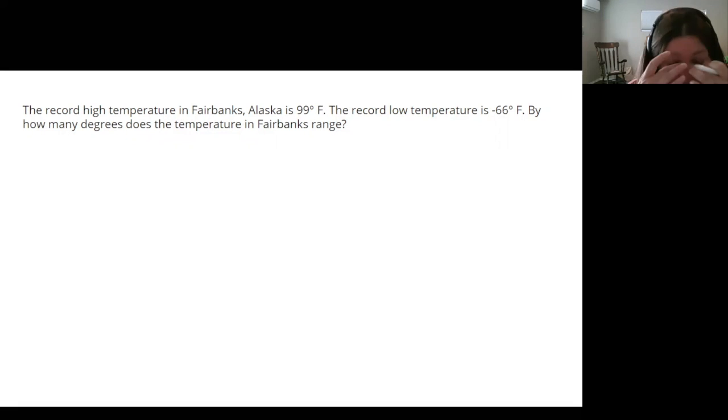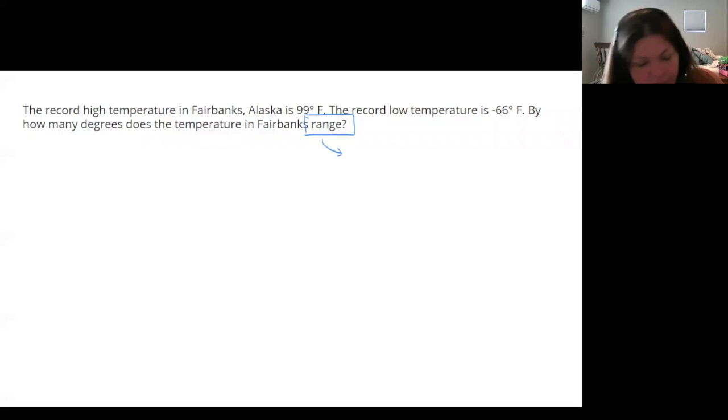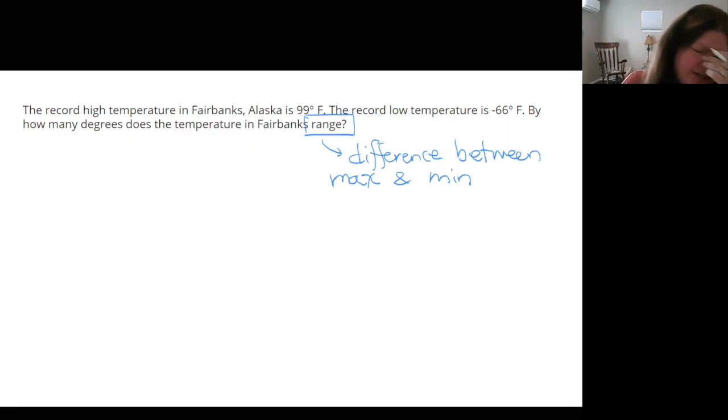Okay, what are they asking me to do or to find? The change of temperature, by how many degrees? Lovely. Amy knows what range means. Range means the difference or change in temperature. The difference between the max and min, the high and low temperatures. Range is just generally the difference between the maximum and minimum items in a data set, but that's all they told us. They told us the high temperature, that's the max, and the low temperature, the min.